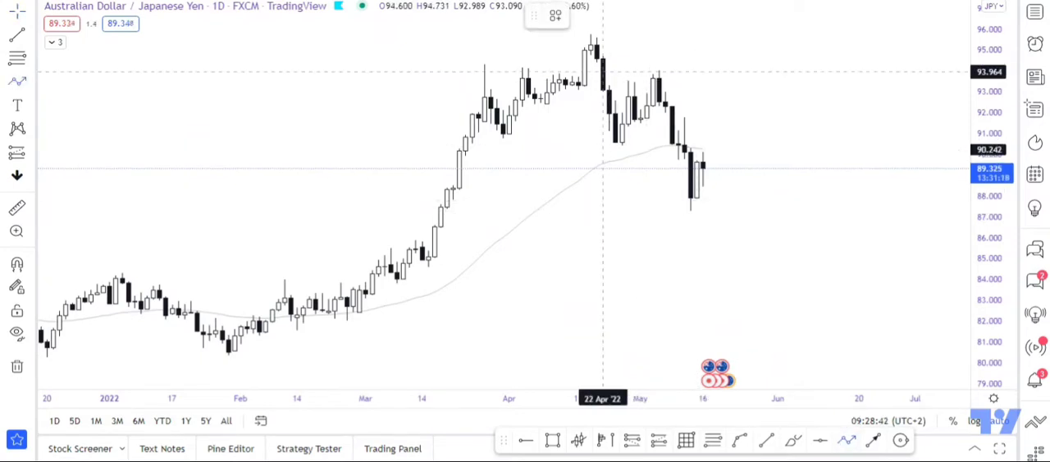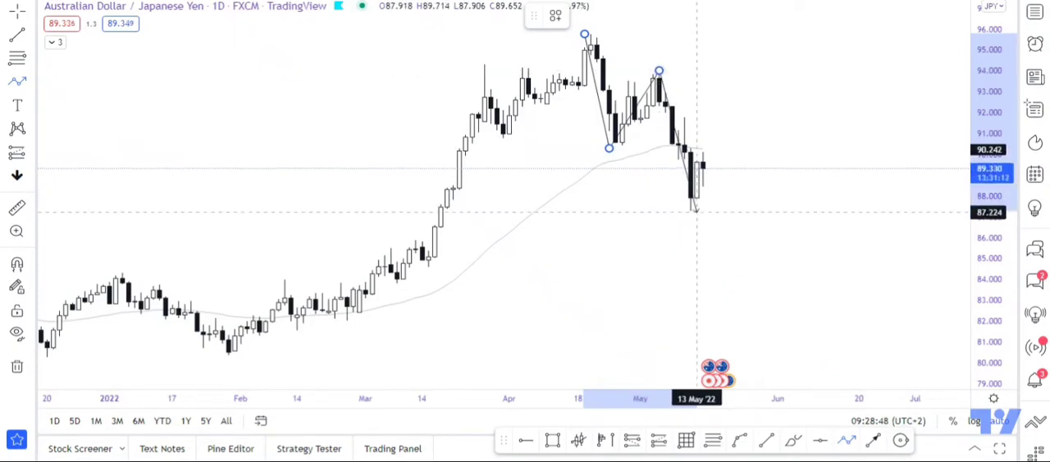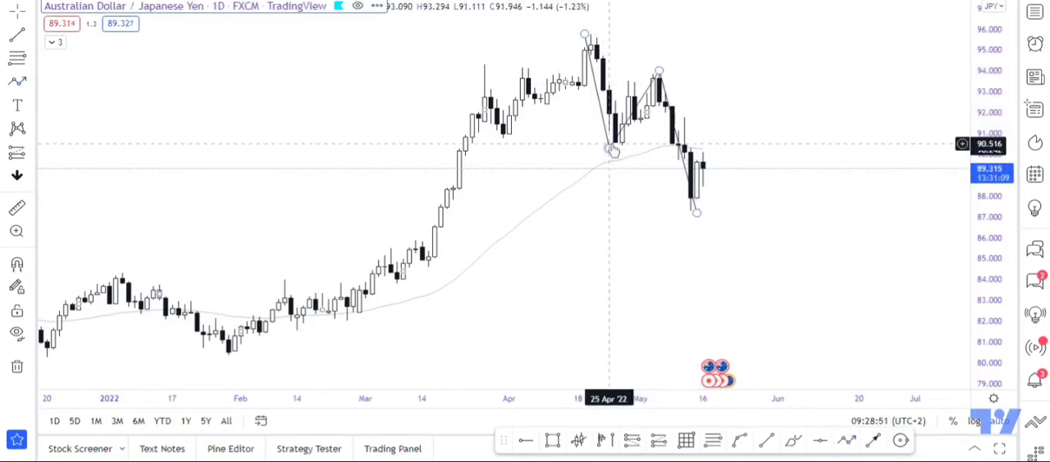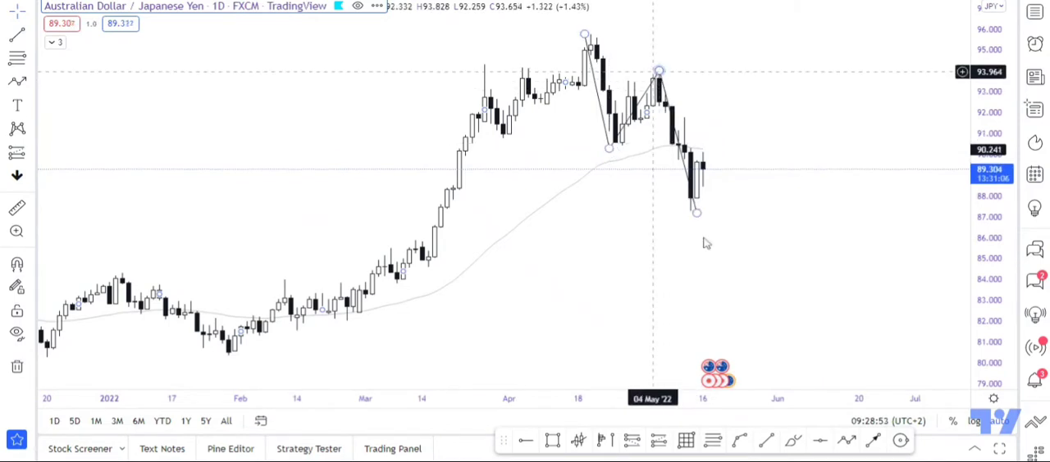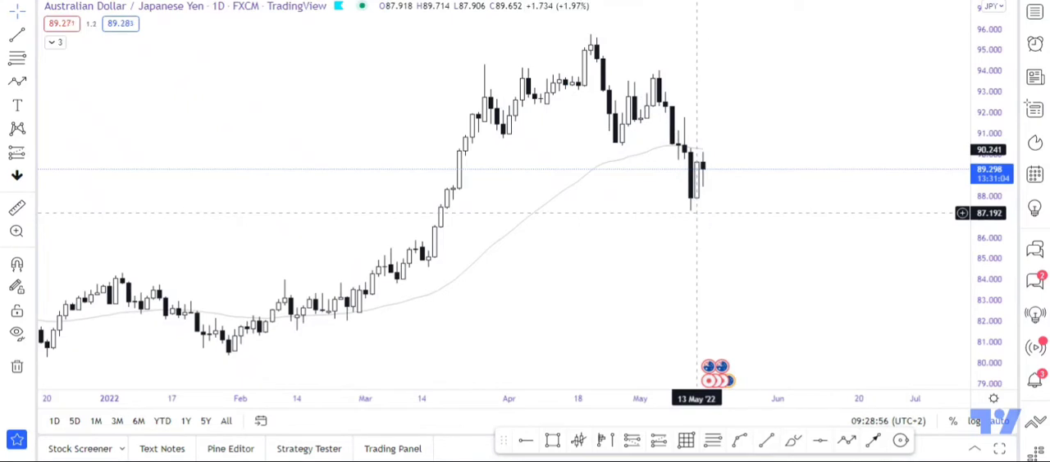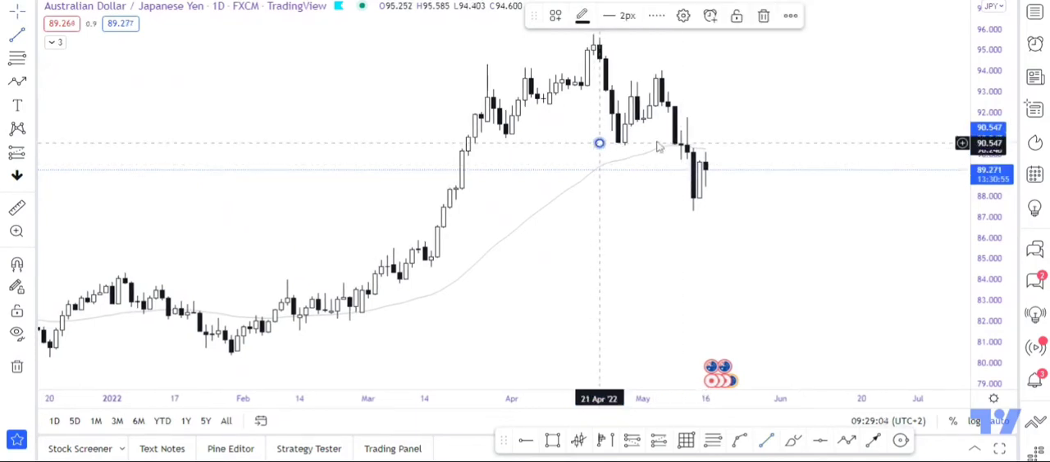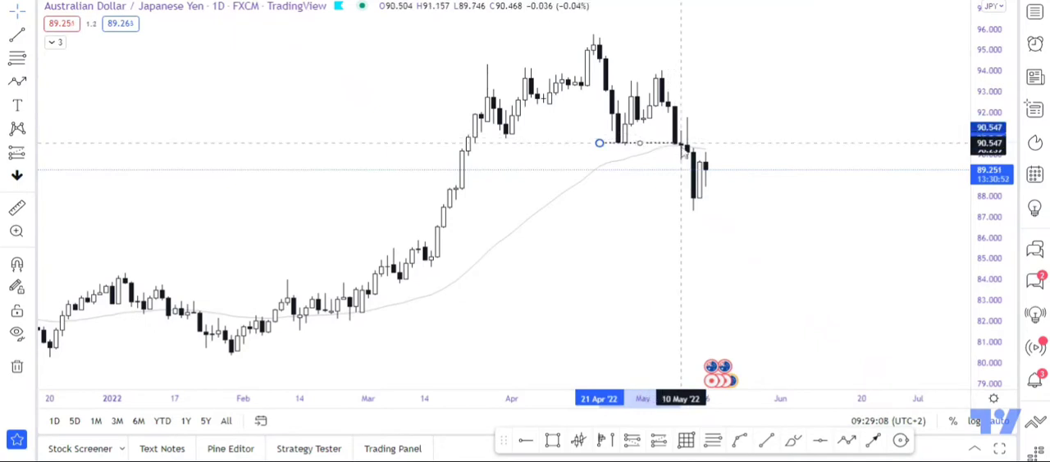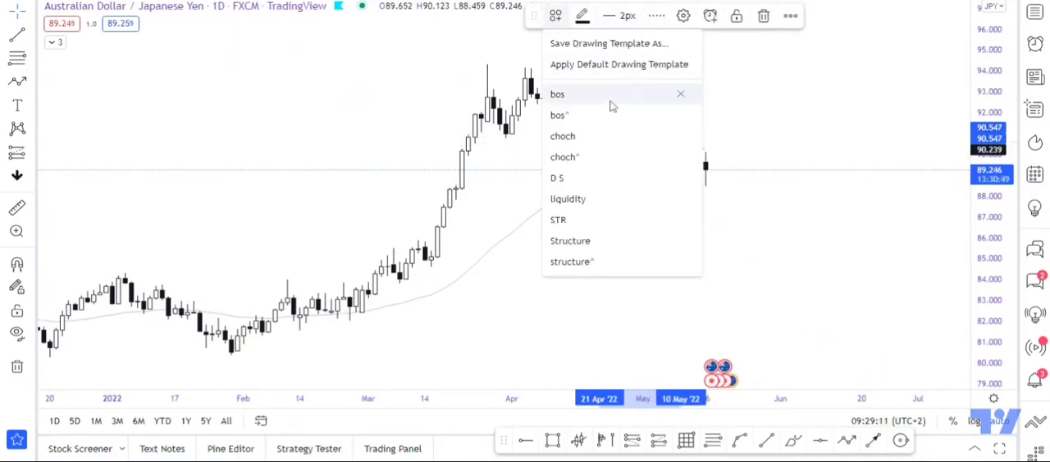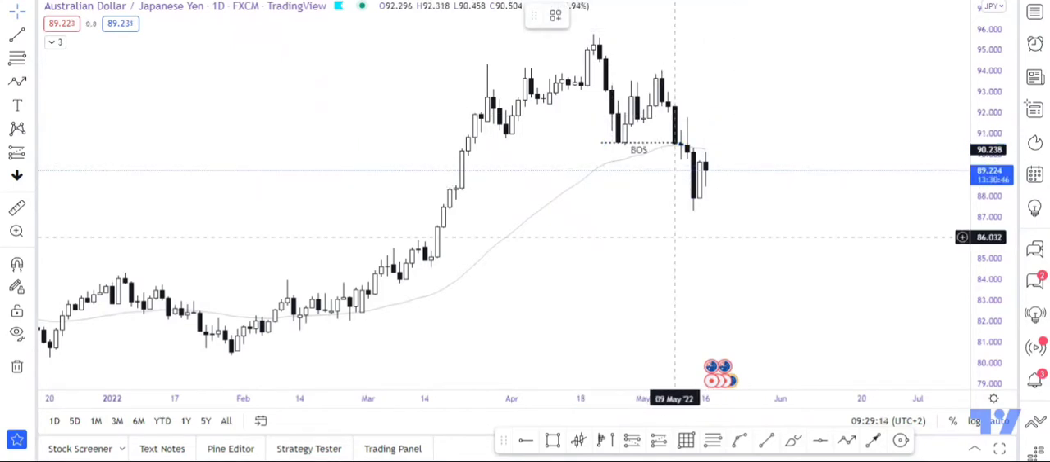What I mean by that is price started trading in a bearish pattern. So we had a high, a low, a lower high, and then a lower low. We can also notice that we had this break of structure right here to the downside. So this indicates to us that we are in a downtrend. We have shifted bias from a bullish bias to a bearish bias.